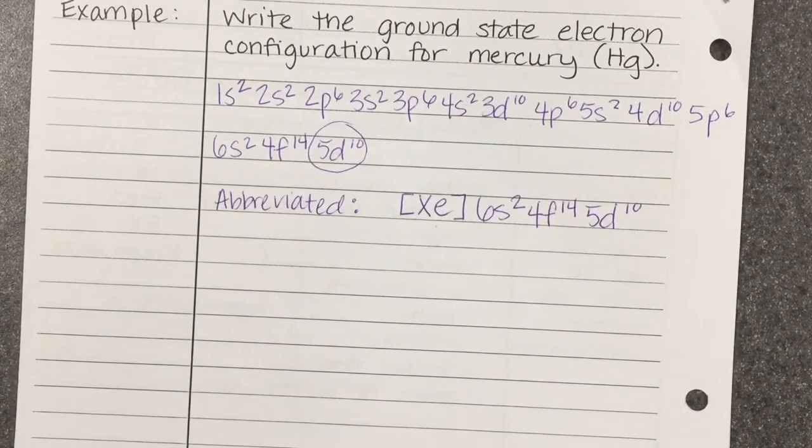Another thing you guys have to think about is whether or not something is excited. So we talked about Bohr's model, and we talked about how electrons can jump up a level.